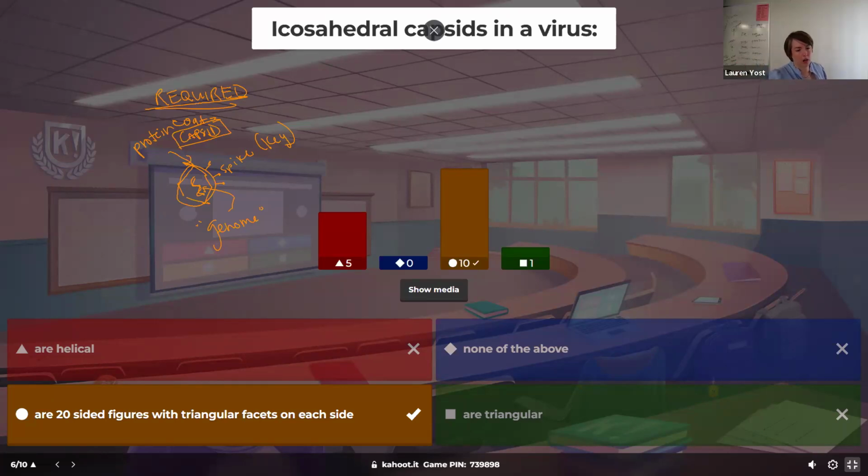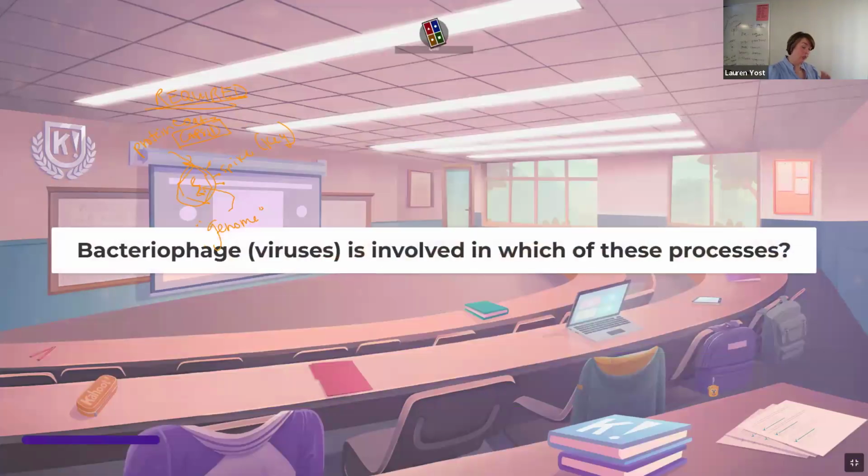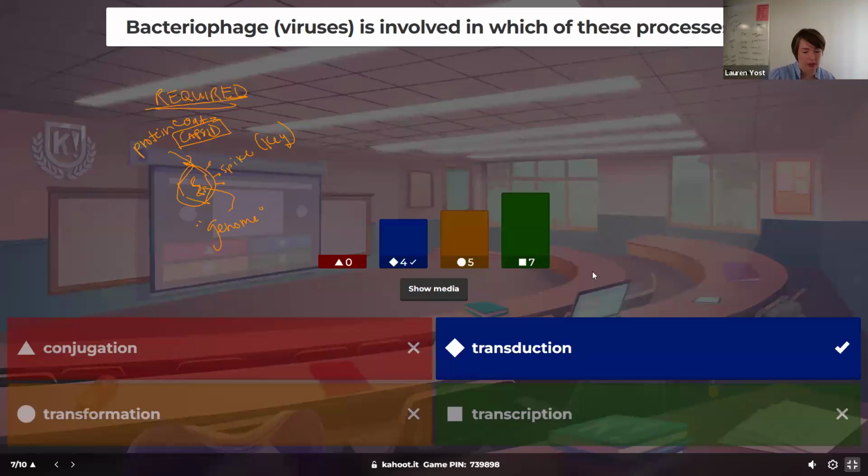Okay. There's not much I can ask about this. Not much I can ask about these things. Keep going. Often these are so weird to people. Bacteriophages are viruses. And they're involved in which of these processes? This is a difficult one for some people. It's in the picture, but like, I mean, yes.